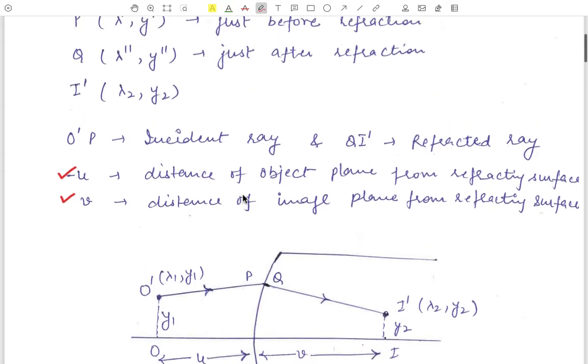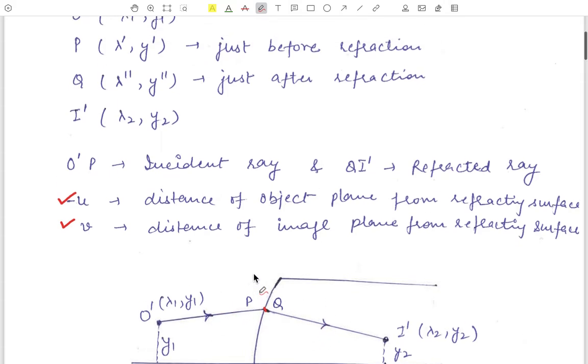Now we define the coordinates of these points O dash, P, Q and I. Here we see that this point P and point Q coincide. This means point P and point Q are just the same point but in the two different refractive index media. This is the first medium, this is the second medium. Now this point P is just before refraction and point Q is just after refraction.